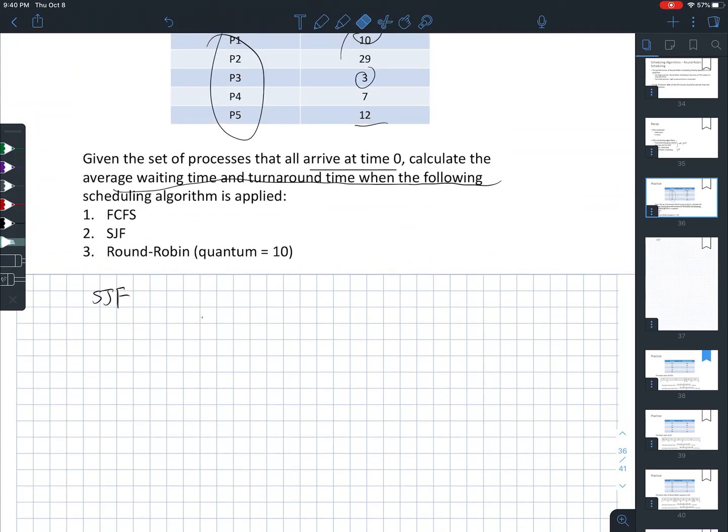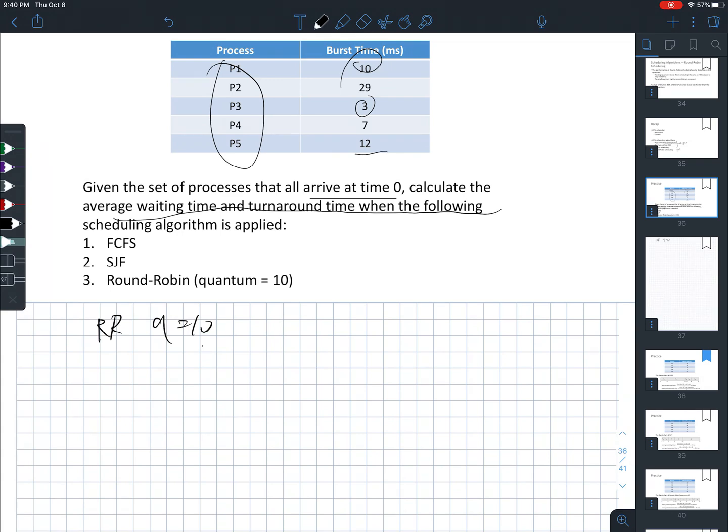Okay, and then the last one is round robin. If we use round robin with a quantum size 10, let's see what is the result. First, we are going to allocate the CPU to P1 for 10 milliseconds, and then P1 is going to be finished. And then we're going to allocate it to P2 for 10 milliseconds. So P2 has a remaining time of 19 milliseconds.